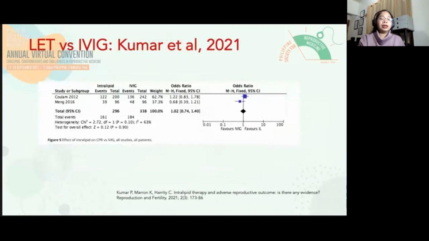How about evidence supporting the use of lipid emulsion therapy versus IVIG? As you can see in this study by Kumar et al., there's actually no difference in the live birth rates between the group of patients who were given intralipid therapy versus the group of patients who were given IVIG.